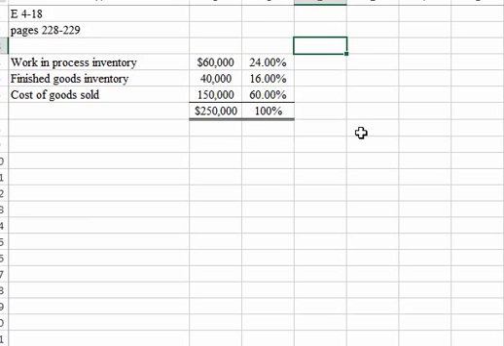Okay, now what we're going to do is this $25,000 in under-applied overhead, meaning it's $25,000 that should have been included in these three accounts, but it wasn't. Okay, because we underestimated or under-applied overhead for the year by $25,000. So we're going to add that $25,000 to these three accounts using these percentages. So we'll use these three.